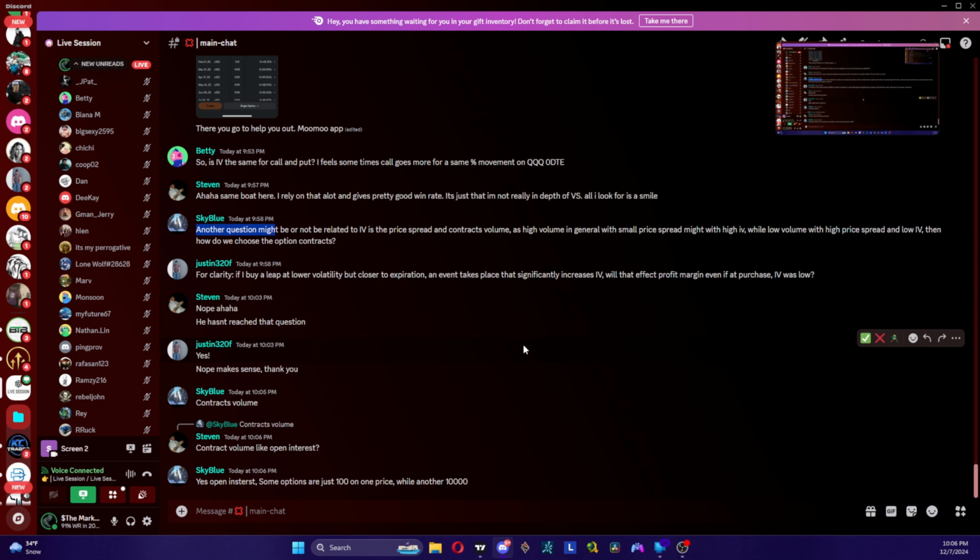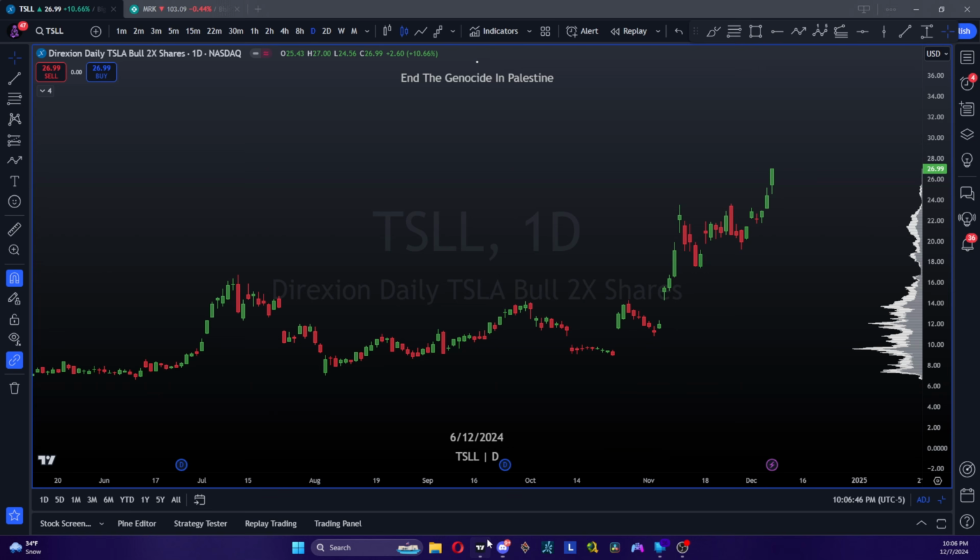Okay, JP, let's say you have the stock Rivian. The one strike has 1,000 volume, and the spread is very tight, but the IV is very high. And then the strike below that has lower volume, the spread is bigger, but the IV is very low. Which contract would you prefer taking? Which one do you think is the better option?